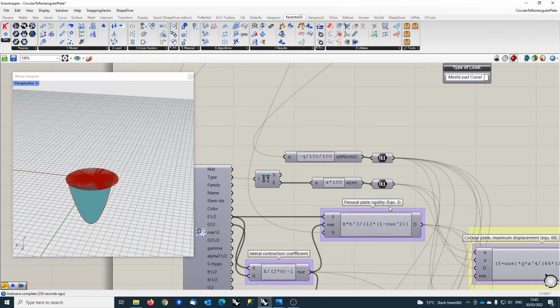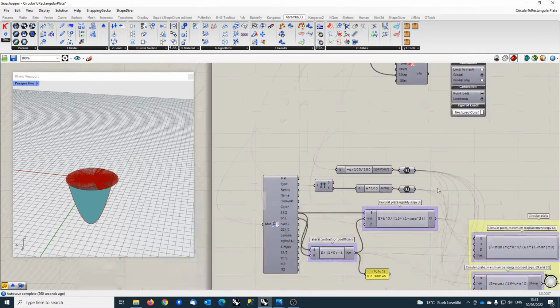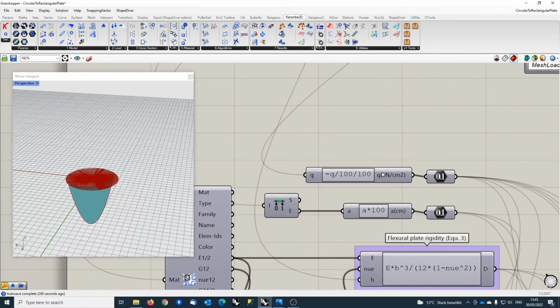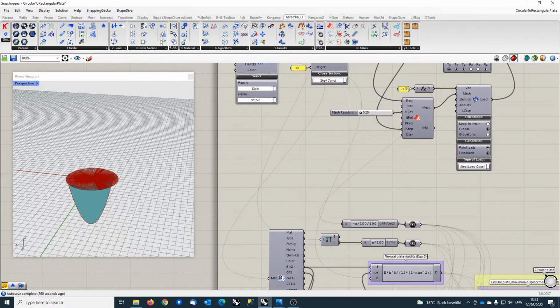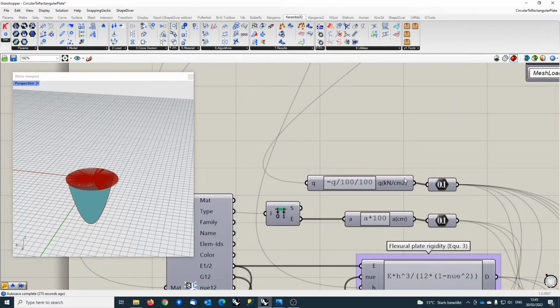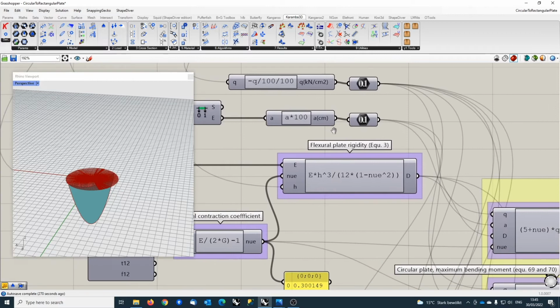One needs to make sure that the physical units are all consistent, and for this calculation I chose kilonewton and centimeter as the base unit, so I need to calculate now the uniformly distributed load in kilonewton per square centimeter. Same goes for the dimension of the circular plate.